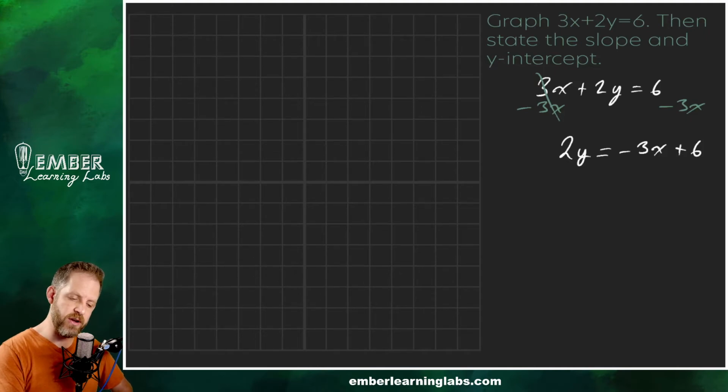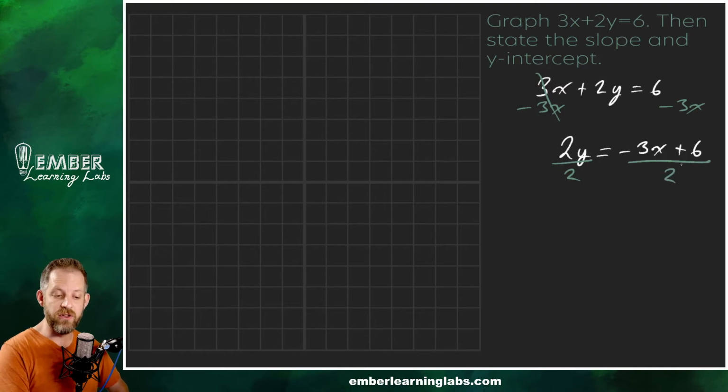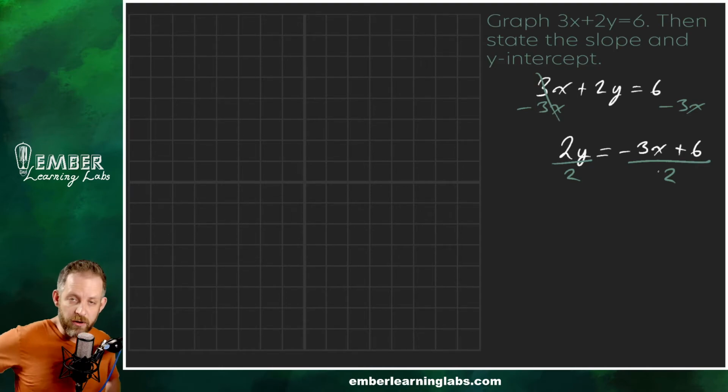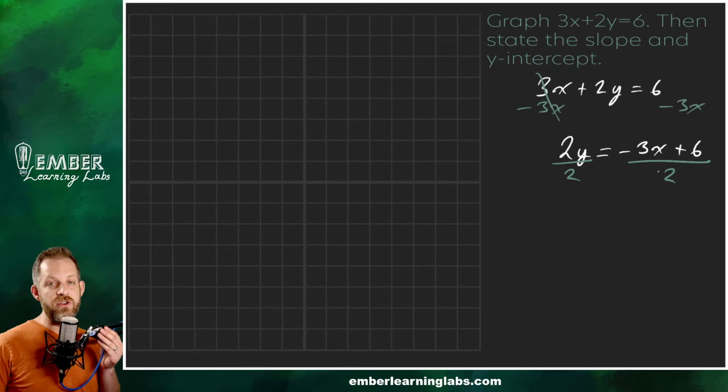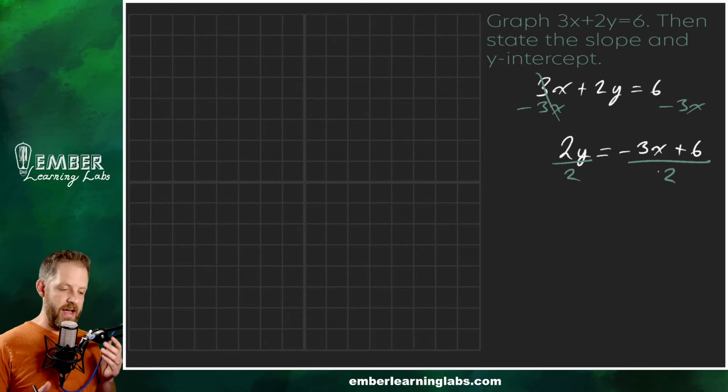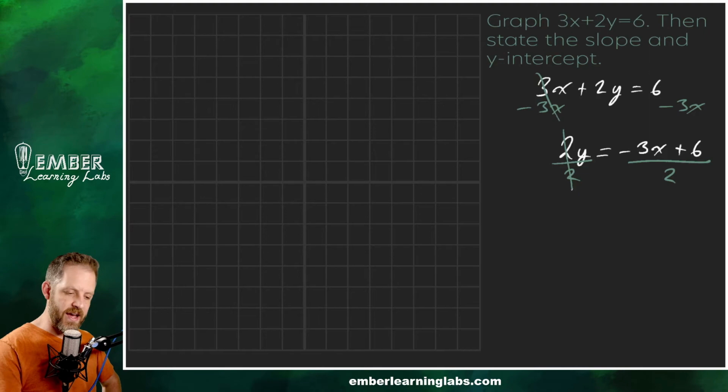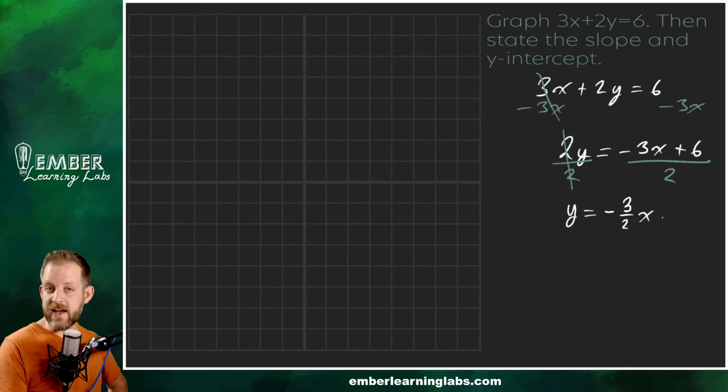The next thing we're going to do is divide this 2 off. We're going to divide it on this side, and then divide it on this side as well. You notice that we're dividing everything on this side by 2. That's really important. Whenever we do multiplication or division on both sides, you have to make sure you're doing it to everything. On the left side, they cancel out, leaving us with just y right there. Then negative 3 divided by 2 is negative 3 halves, that's not that big a deal. Negative 3 halves x. And then 6 divided by 2 is 3, so it's plus 3.